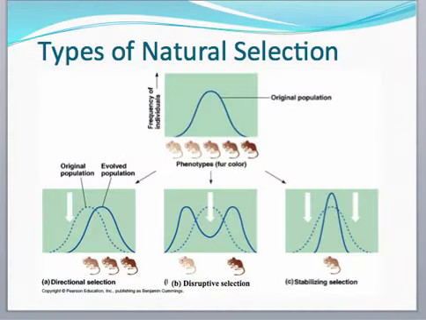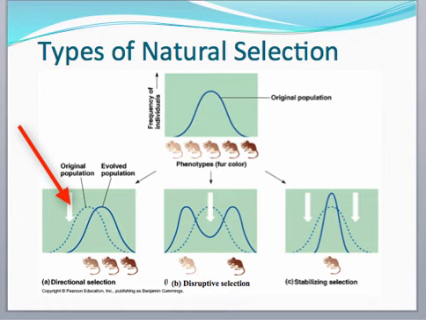Patterns of evolution can also be observed through natural selection. Here is an image of ranges of phenotypes in bell curves. The image at the top shows you a range of light to dark fur color. And on the bottom are 3 images that show you different variations on natural selection.